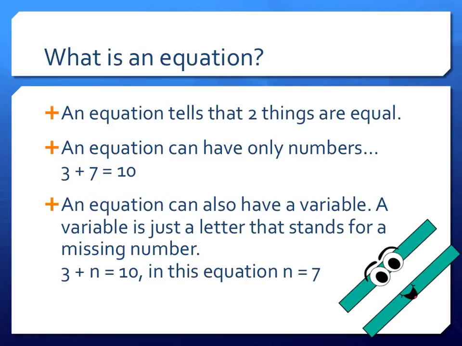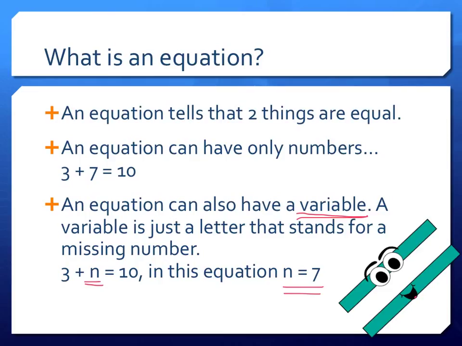Let's begin with what is an equation. An equation tells that two things are equal. An equation can have only numbers. 3 plus 7 equals 10 is an equation. An equation can also have a variable. A variable is simply a letter or symbol that stands for a missing number. 3 plus n equals 10 is an equation. In this equation, n is the variable, and it would equal 7. Because 3 plus 7 equals 10.